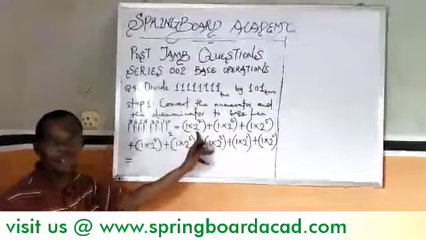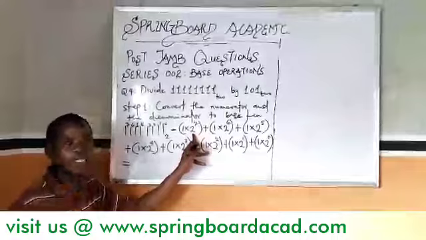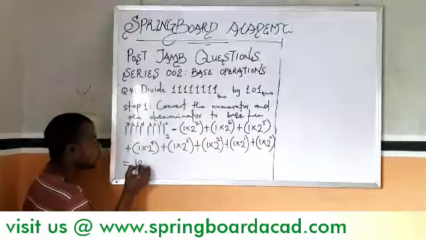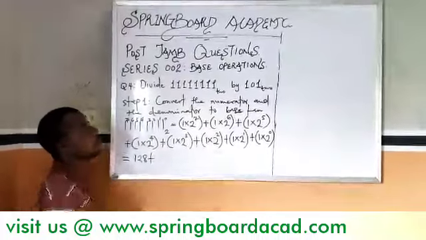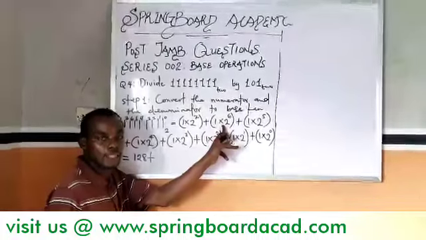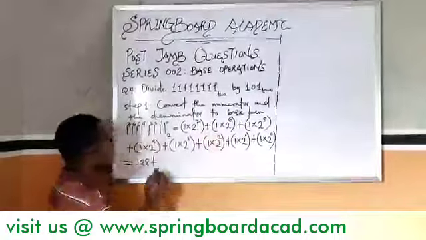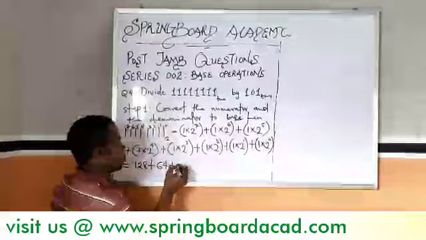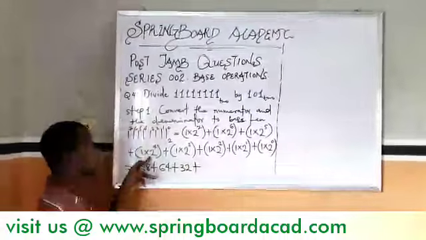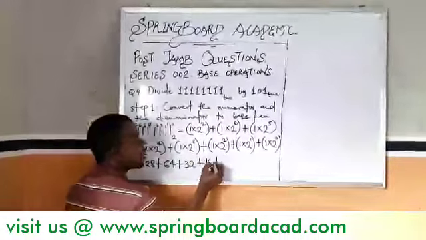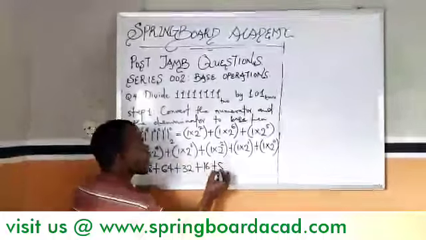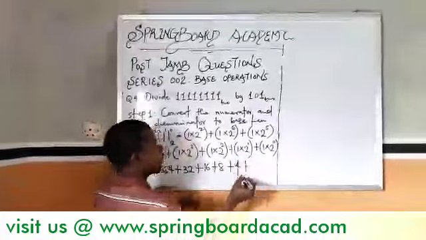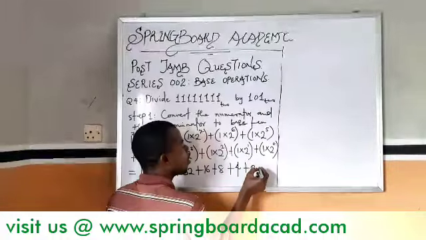2 raised to power 7 will give you what? 128. Multiply that by 1. What do you have? 128. Let's go on. 2 raised to power 6. That's 64. Multiplied by 1, you have 64. Plus this 32. Plus this is 16. Plus this gives you 8, plus this gives you 4, plus this gives you 2.